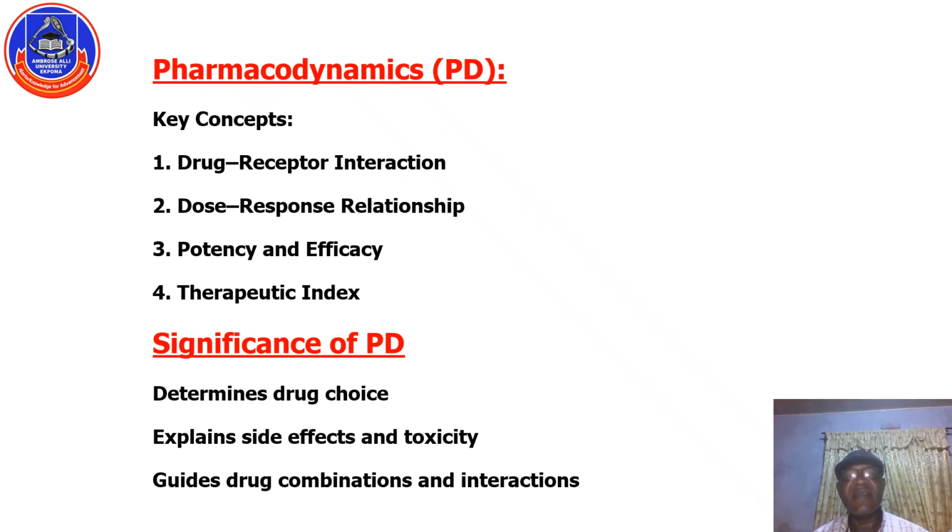As for potency, potency is the amount of drug needed for effects, while efficacy defines the maximum effect a drug can produce. I repeat, potency is the amount of drug needed for effects, while efficacy is the maximum effect a drug can produce. Therapeutic index, on the other hand, is a measure of drug safety. It is the ratio between toxic dose and effective dose. I encourage you to consult the reference text for further reading.